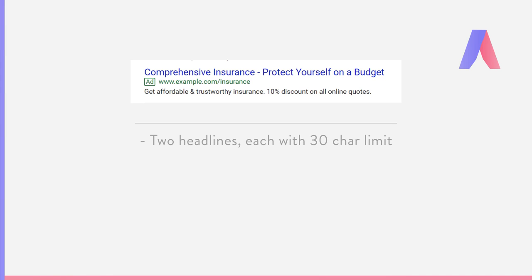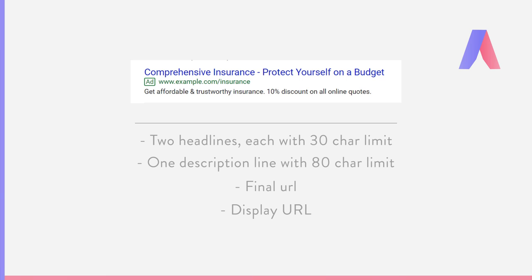And then with the description, they actually give you one description line instead of two, but they've combined it all. So instead of, I believe it was 70 between the two, 35 and 35, you actually have one description line with 80 characters now. So you get a little bit more real estate there to do the description line. You also get a final URL, which is the page that you want your user to go to when they click. And also, as usual, a display URL.